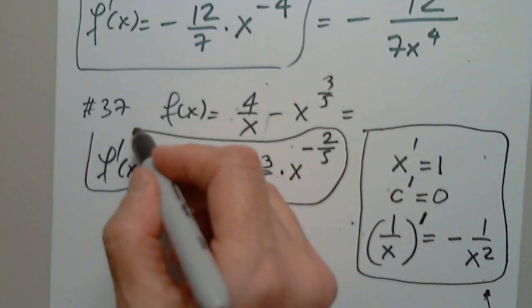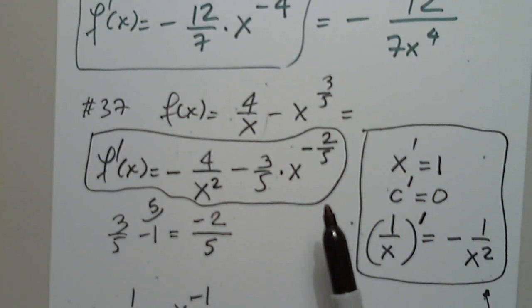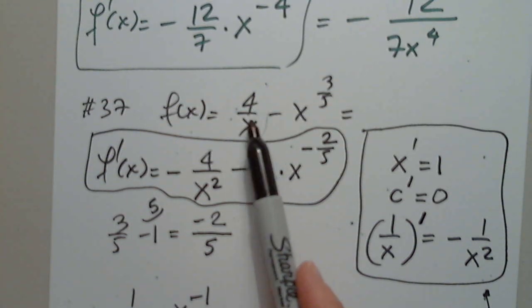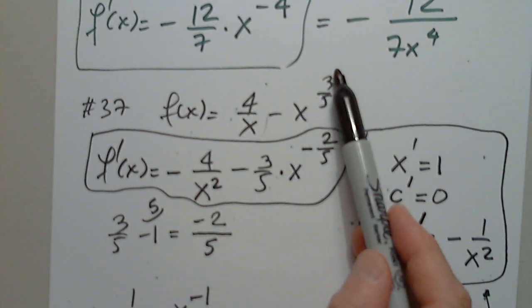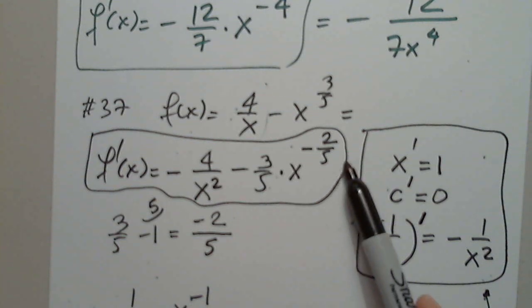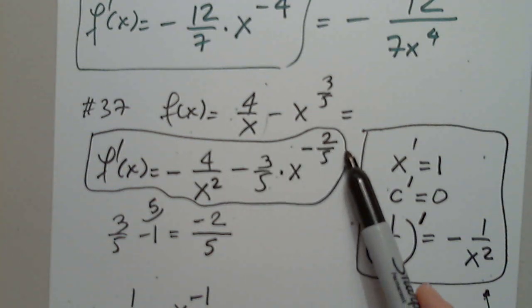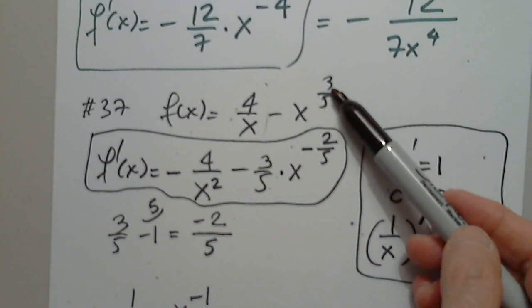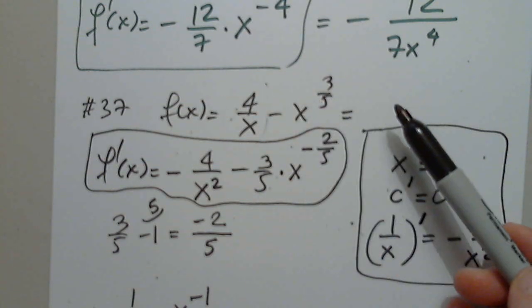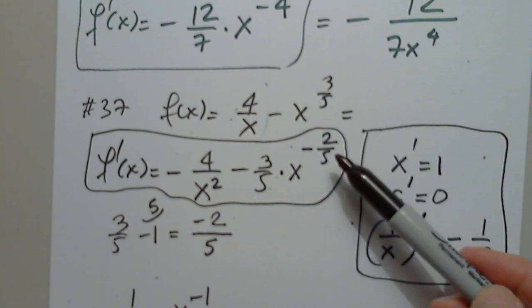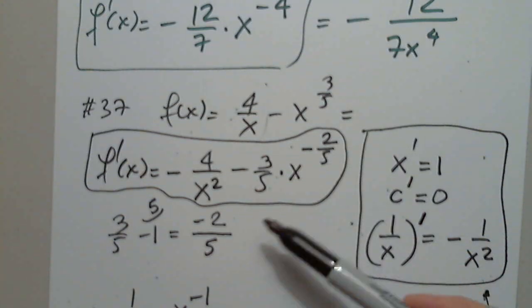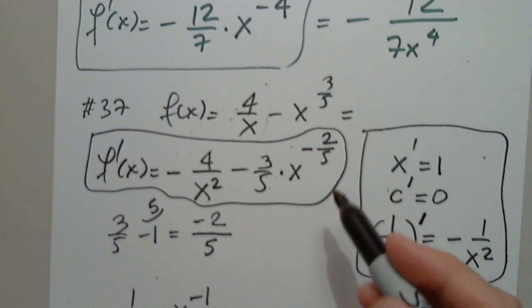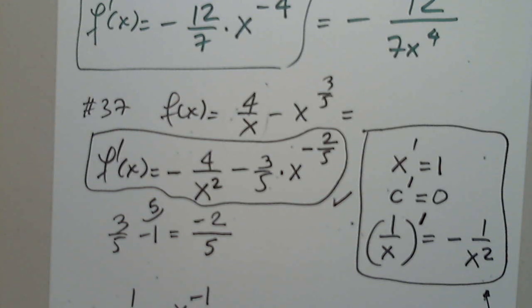This is not a very nice function, but that's what it is. We differentiated this piece to get this. We differentiated this piece to get all this. We brought down the power and we subtracted 1 from the power. 3/5 minus 1 is negative 2/5. Yes, you can bring it down if you want and write it as a radical if you want, but that's good enough.